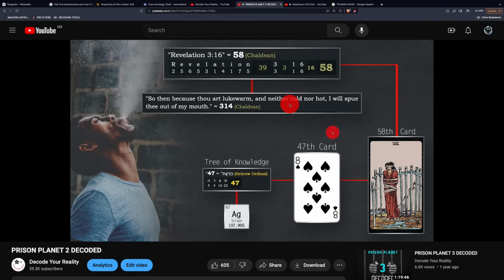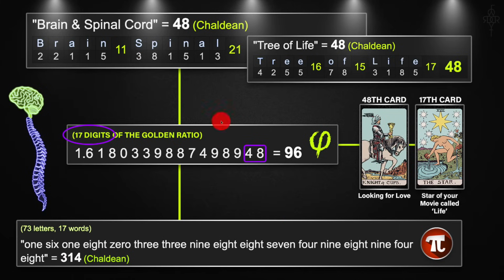So is this saying you don't want to play anymore? You don't want to be trapped in my bondage anymore? You don't want to be playing the game of life anymore? You don't want to be part of the brain and spinal cord? You don't want to be tied to the tree of life? You don't want to be a star in the movie anymore? You don't want to look for love anymore?